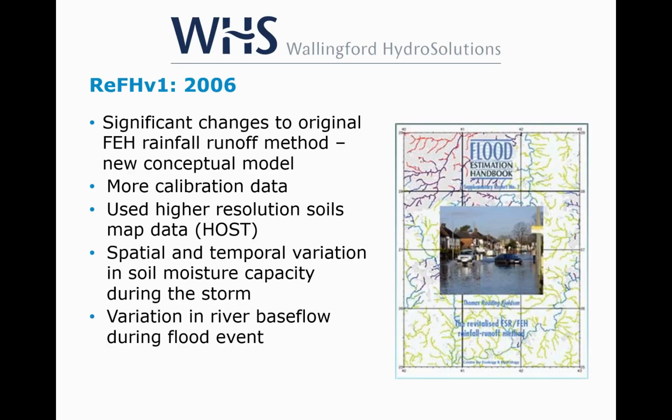So the first major change came in 2006 when ReFH1 was produced. There were significant changes to the original FSR rainfall runoff method. More calibration data was used, higher resolution soil map data was used, as in the HOST data set. It allowed for variation in the soil moisture capacity during the storm, and also allowed variation in the river base flow within the flood event.